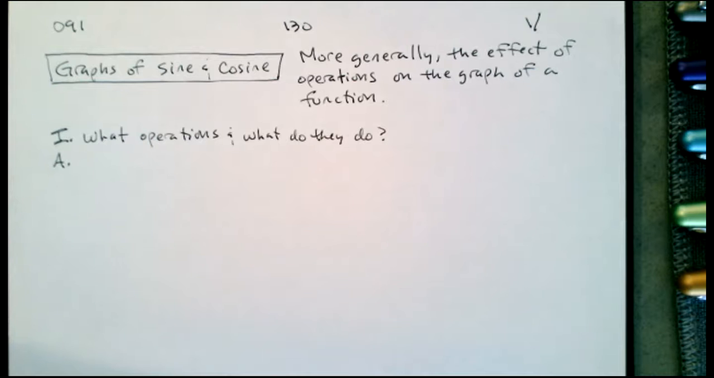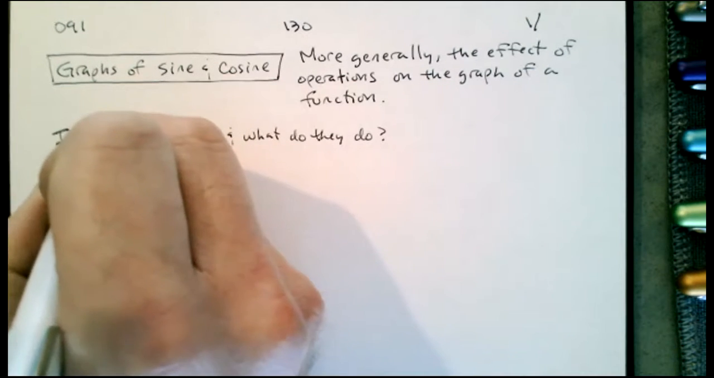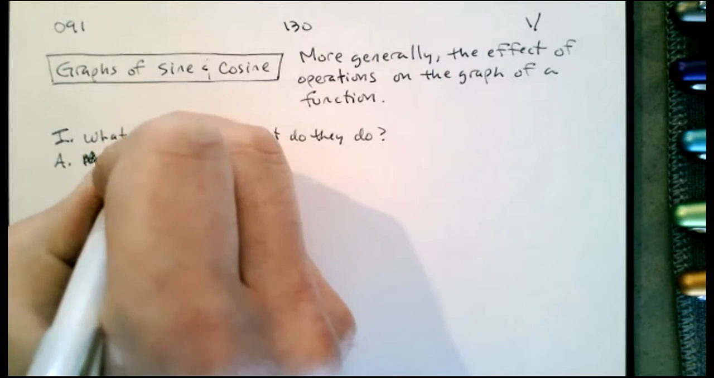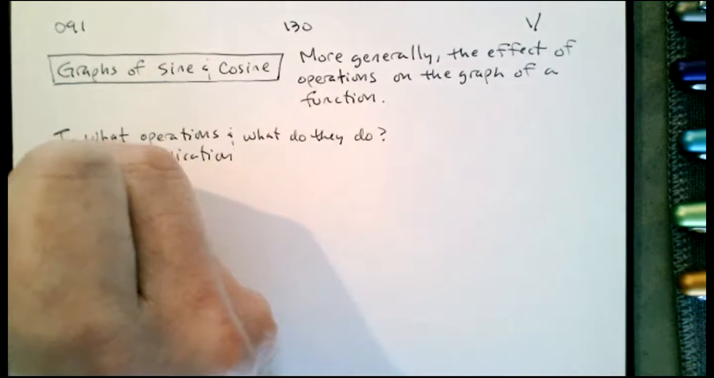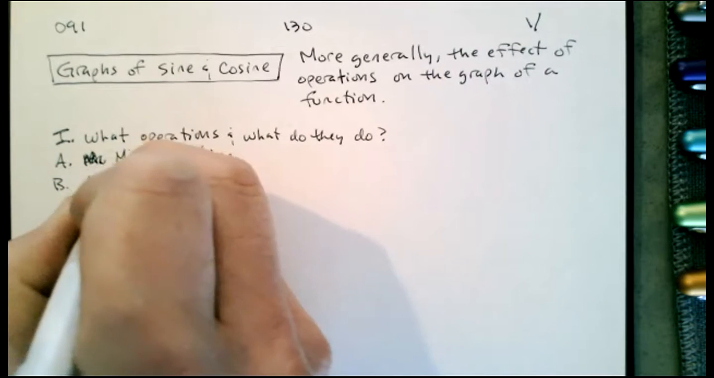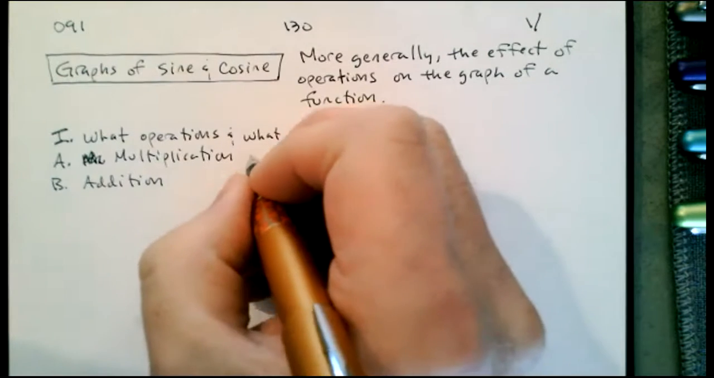So what operations and what do they do? The operations that we want to look at are multiplication, which is the one we looked at last time, and we also want to look at addition. When we multiply, the effect on the graph is to have a stretch, where things get longer, or a squish, where things get more compressed. So this would make a stretch or a compression. That's the effect of multiplication on the graph.